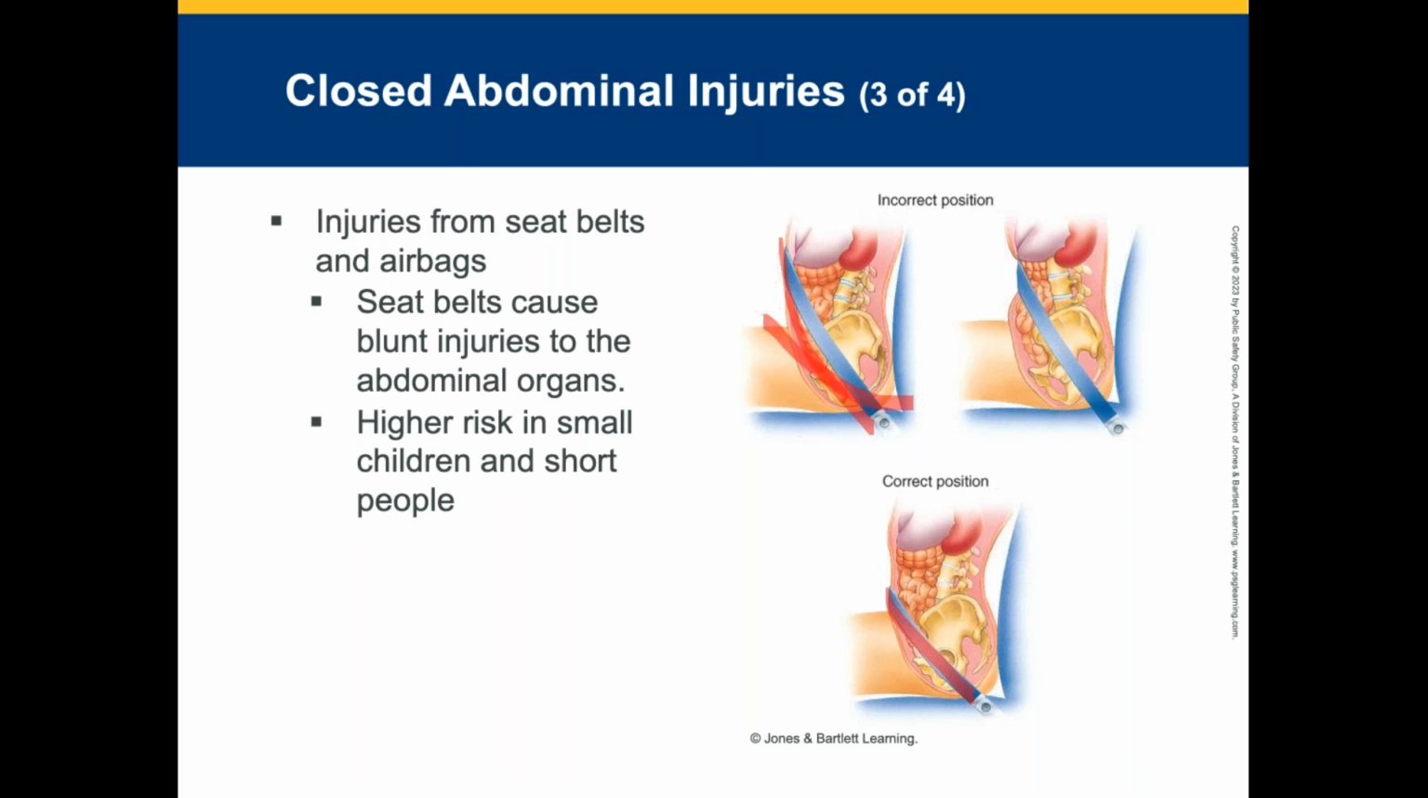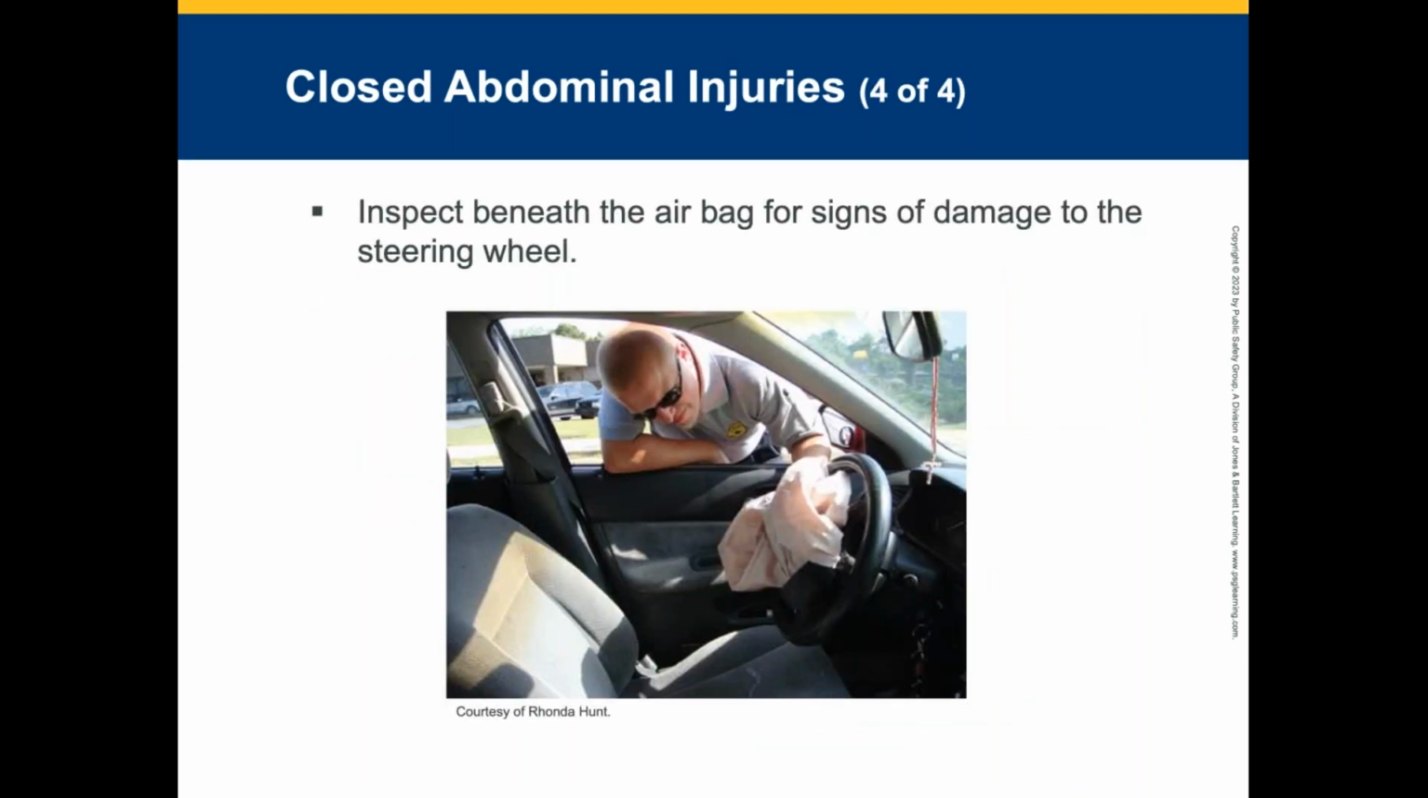Small children and short people who are in the front seats of automobiles may be at risk for injuries when the airbag is deployed. As you can see here, this being the airbag. Most everybody should know what that is. All right, so we look for signs. We inspect beneath the airbag for signs of the steering wheel. These airbags come out at in excess of 300 miles an hour. They can be single stage or two stage, so they could go off a second time.